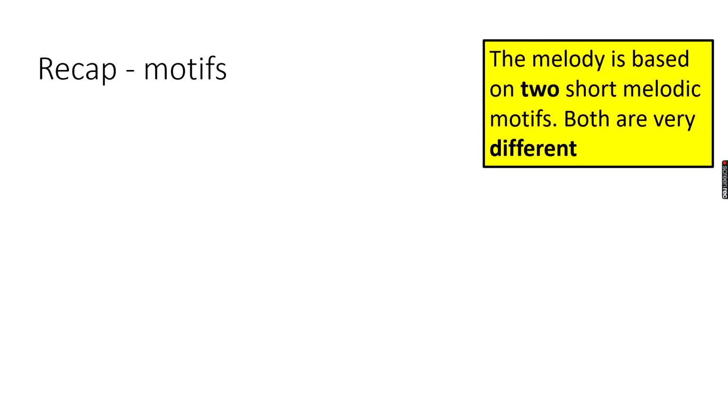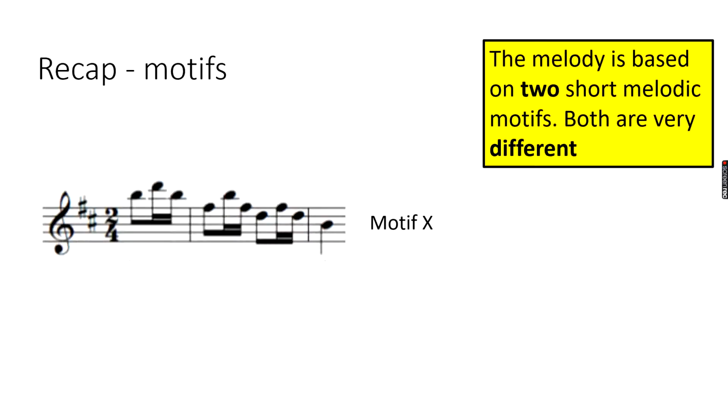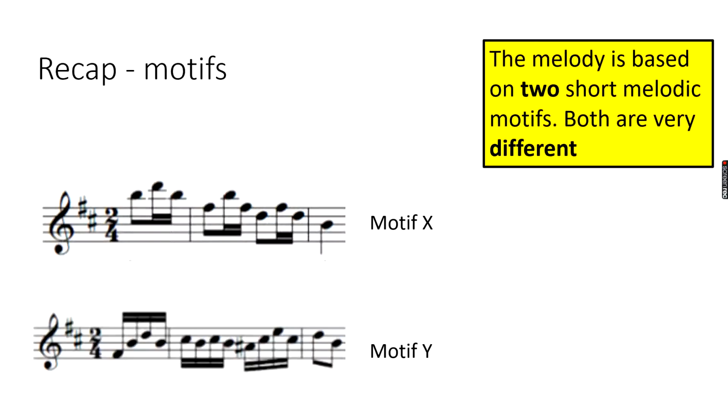pieces. So when we're creating a jigsaw, we use the different pieces, put them together, and it creates the picture. When we're wanting to create a melody, we use different motifs. We put them together and it creates the melody. The melody is based on two short melodic motifs, and both are very different. So we have motif X and we have motif Y.